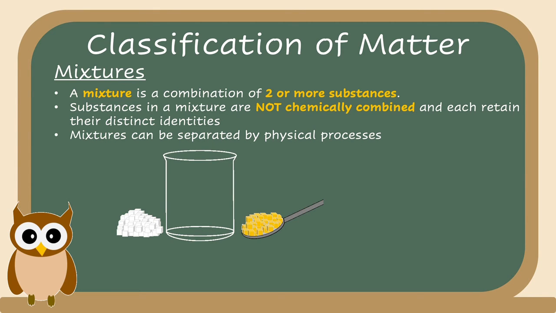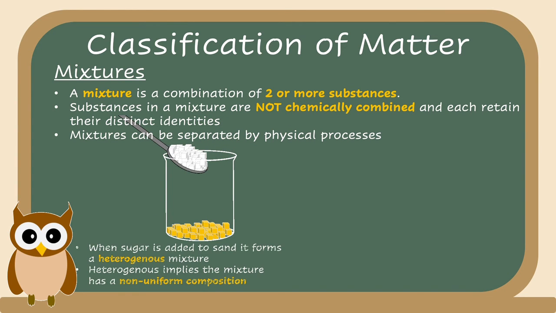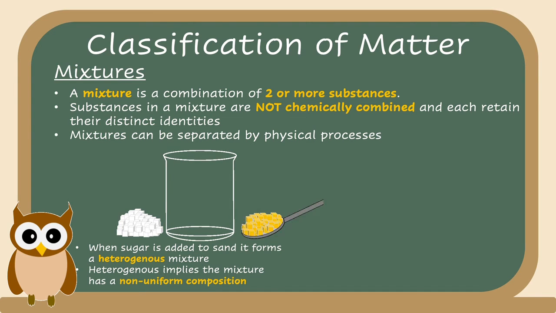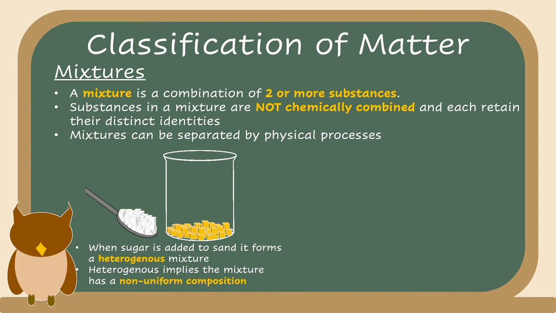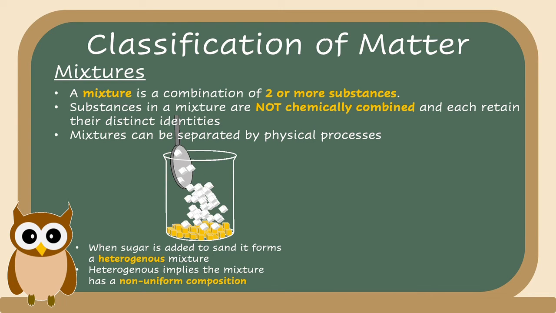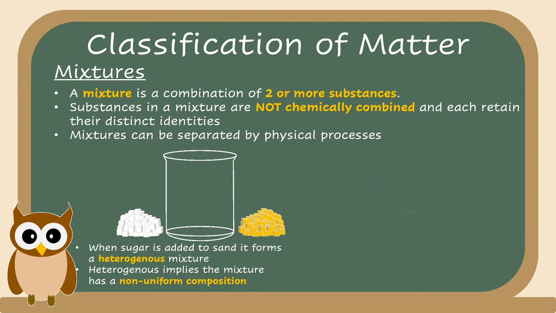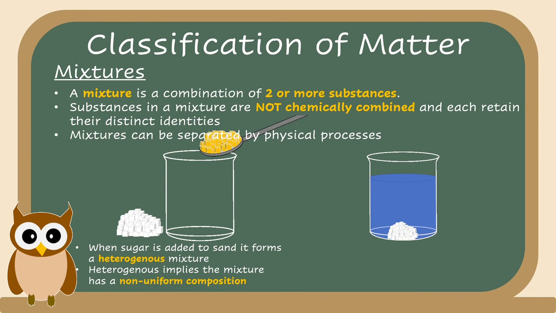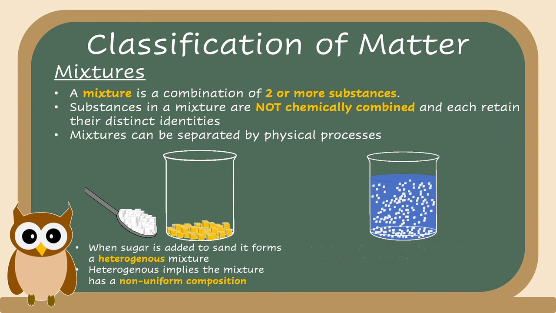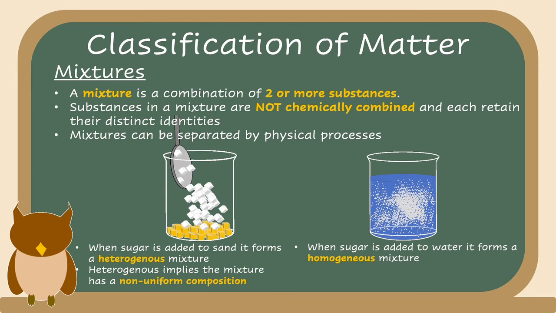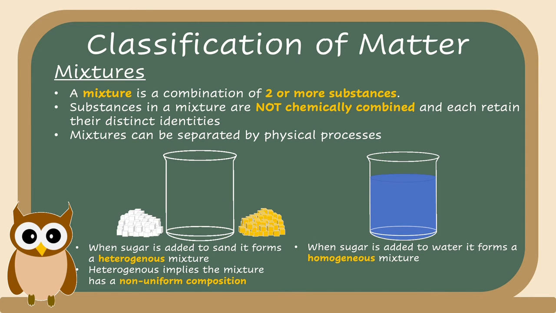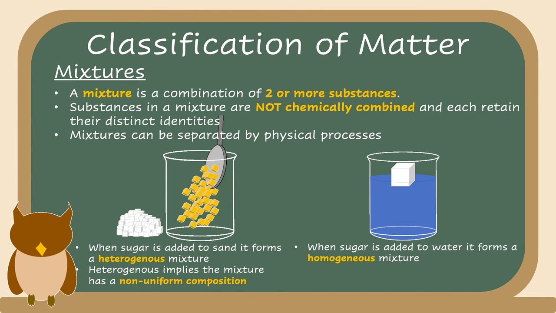For example, when mixing sugar and sand. When added together, they form a heterogeneous mixture. This just means that the mixture does not have a uniform composition throughout. And now if we were to mix sugar with water, we would get a different kind of mix. We would get a homogeneous mixture, which implies the mixture has a uniform composition throughout.